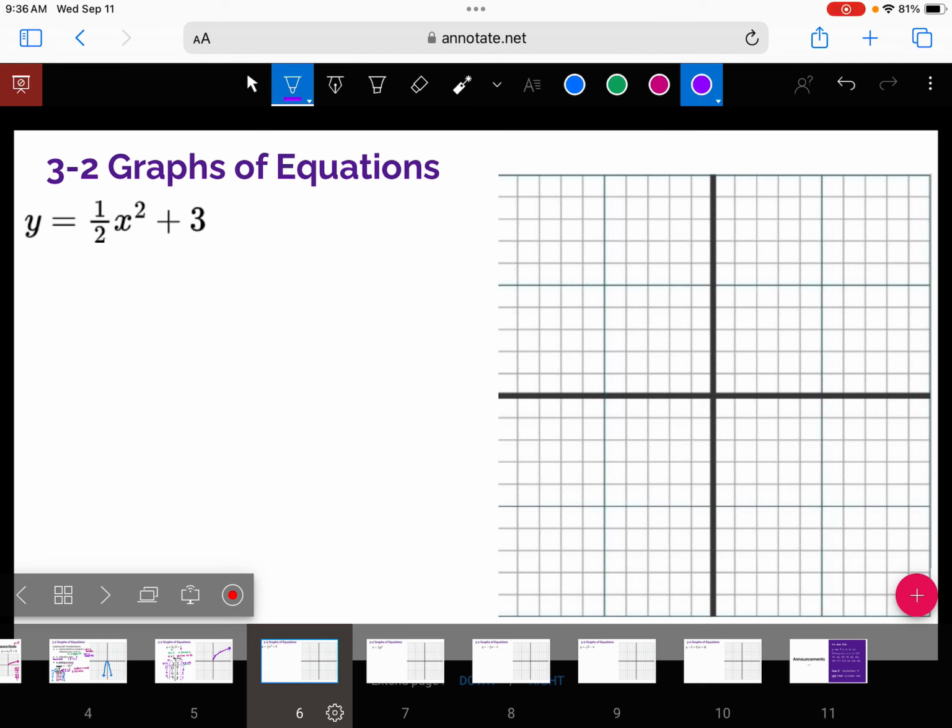So we need to look at this and identify what our transformations are. Make sure we grab the correct parent table and apply them. So what are our transformations here? It's going to compress because our A value is less than 1. What else is going to happen? It's going to shift up 3, because that's a K. Yes. So we're using our quadratic parent table here. So that's our x squared.